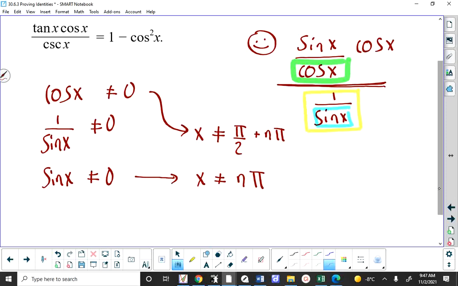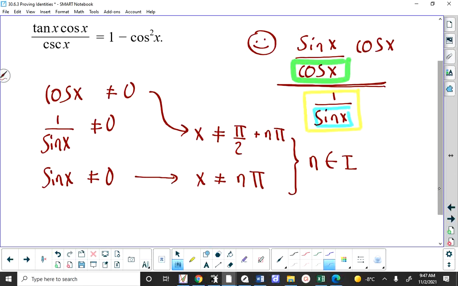Because if n is 0, that's 0. If n is 1, that's 1 pi, 2 pi, 3 pi, negative 2 pi, etc. We do, of course, have to add here that n is an element of the integer number set. You'll notice I kind of conveniently just ignored this middle one, and that's because the middle one never happens, ever.